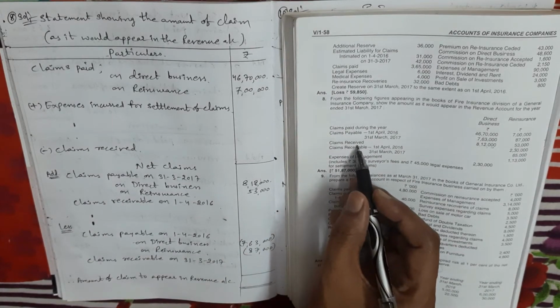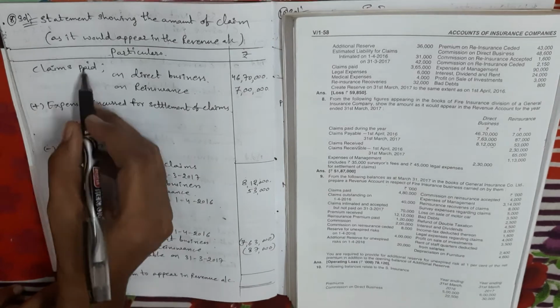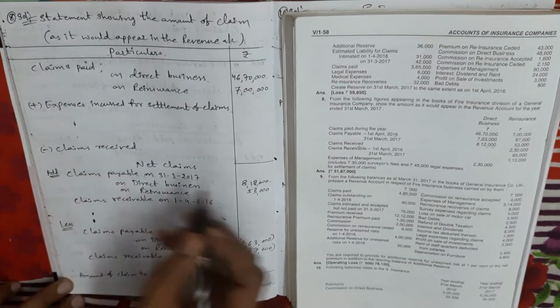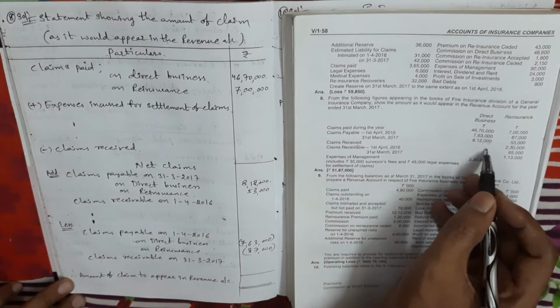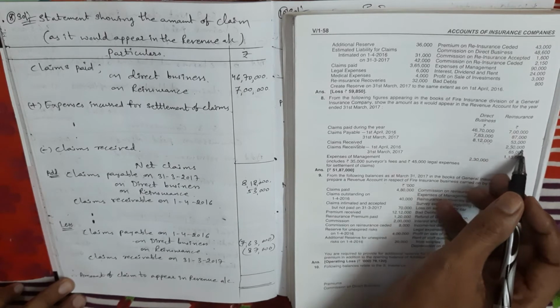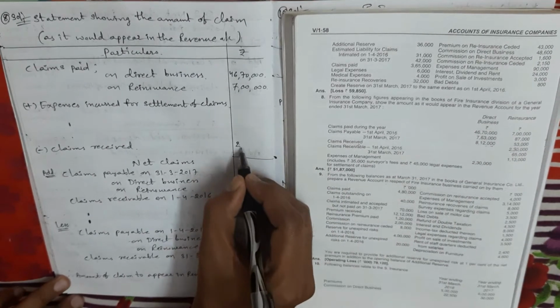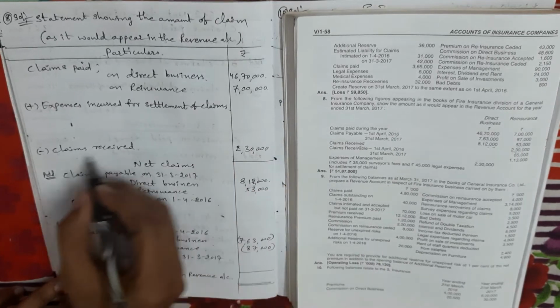Next, claims received. This claims received amount we deduct from claims paid amount. So minus claims received. Claims received amount on reinsurance, 2 lakhs 30,000 is given. 2 lakhs 30,000 minus.